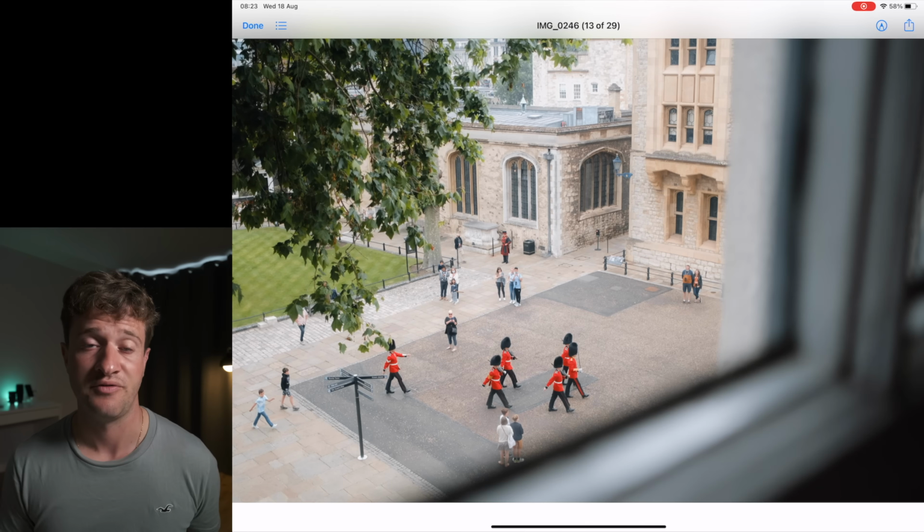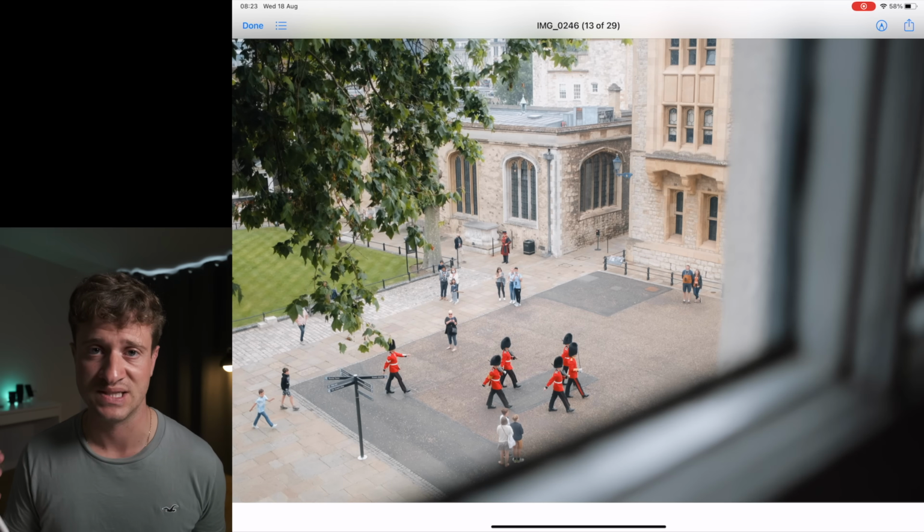A very easy example is if you're looking at a cityscape, you'll have a few out of focus elements at the bottom of the image, which will effectively complete the scene. The first foreground example is from Tower of London.